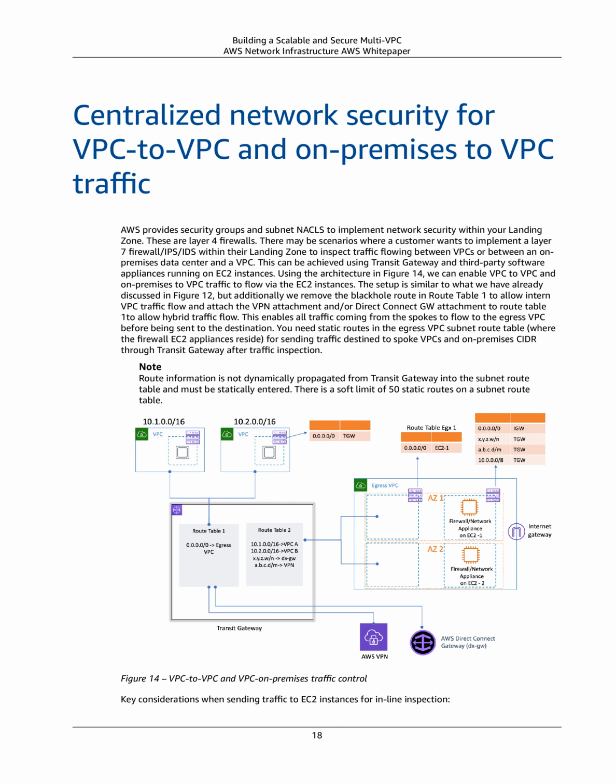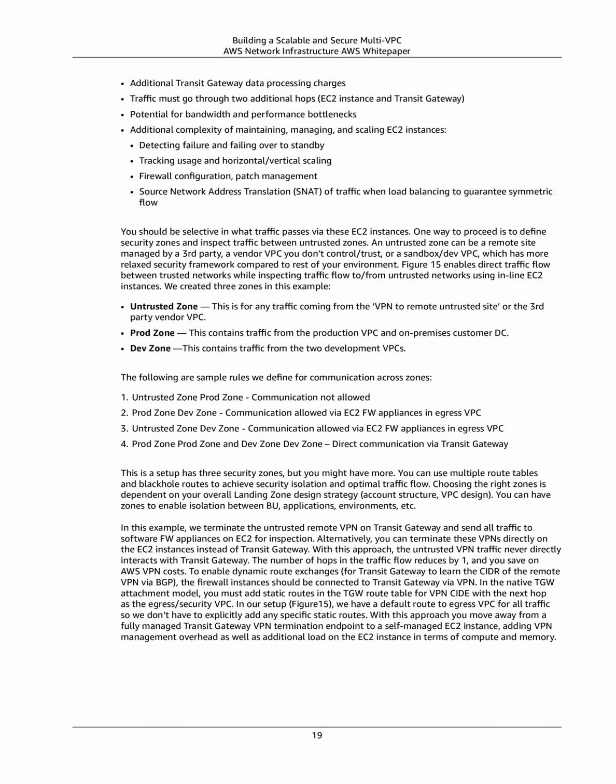Key considerations when sending traffic to EC2 instances for inline inspection. Additional transit gateway data processing charges. Traffic must go through 2 additional hops, EC2 instance and transit gateway, with potential for bandwidth and performance bottlenecks. Additional complexity of maintaining, managing, and scaling EC2 instances: detecting failure and failing over to standby, tracking usage and horizontal/vertical scaling, firewall configuration, patch management, and source network address translation, SNAT, of traffic. When load balancing to guarantee symmetric flow, you should be selective in what traffic passes via these EC2 instances.